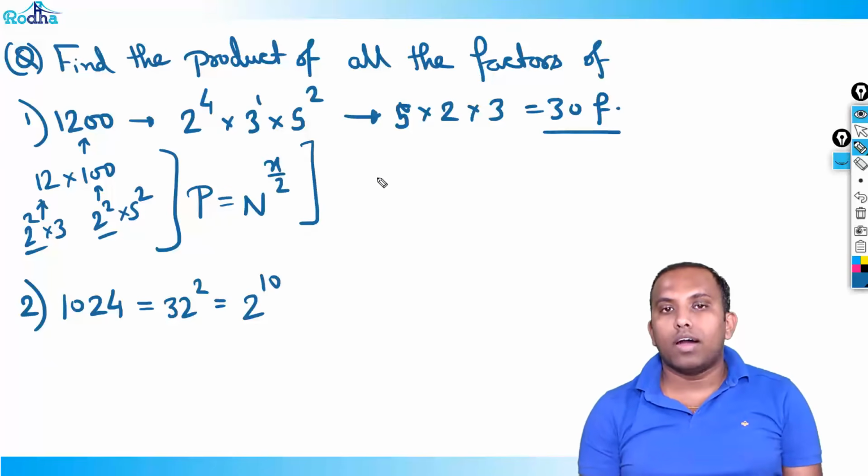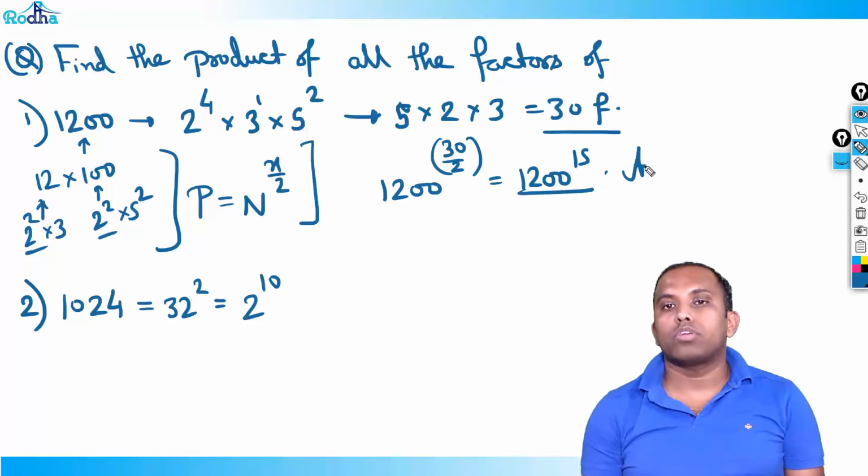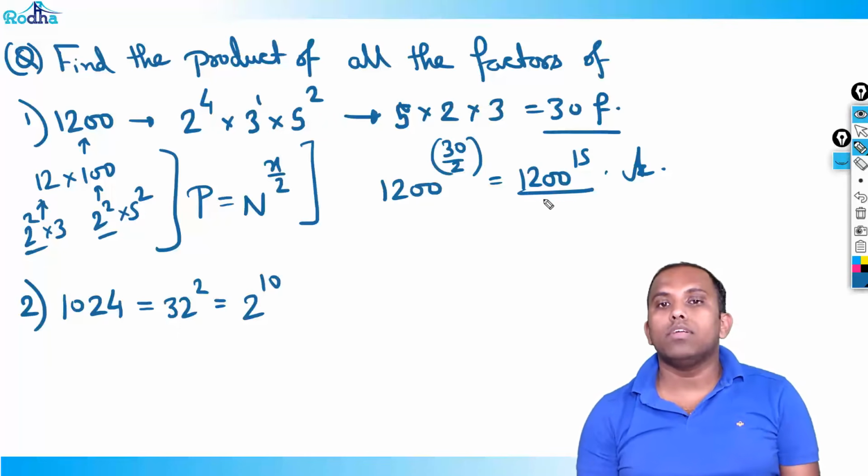What is the answer here? N is 1200, raised to x by 2, that is 30 by 2, raised to 30 by 2. What is the answer? 1200 raised to 15. This is our answer for this question: find the product of all the factors of 1200. The answer is 1200 raised to 15.